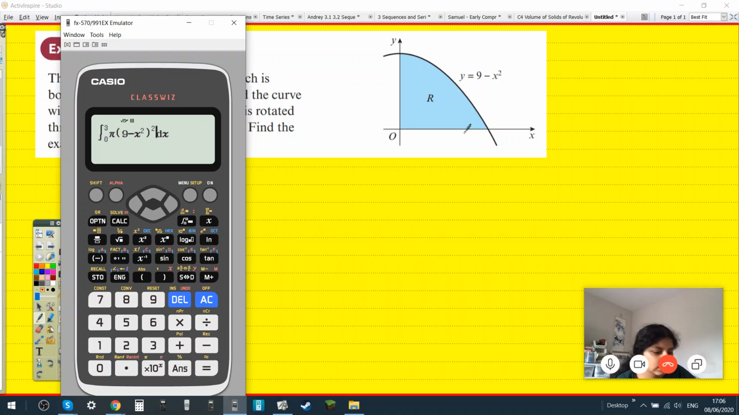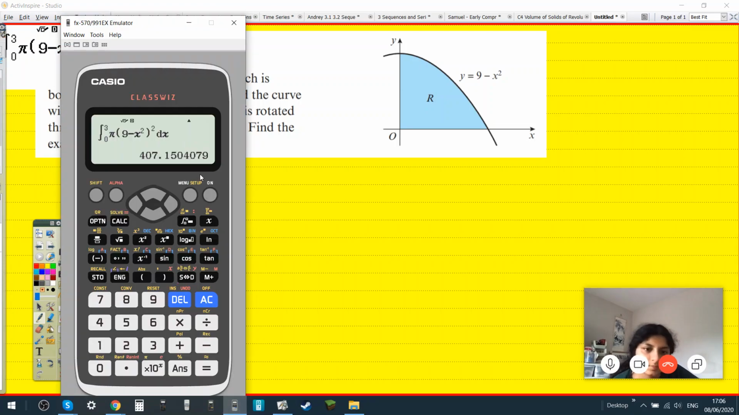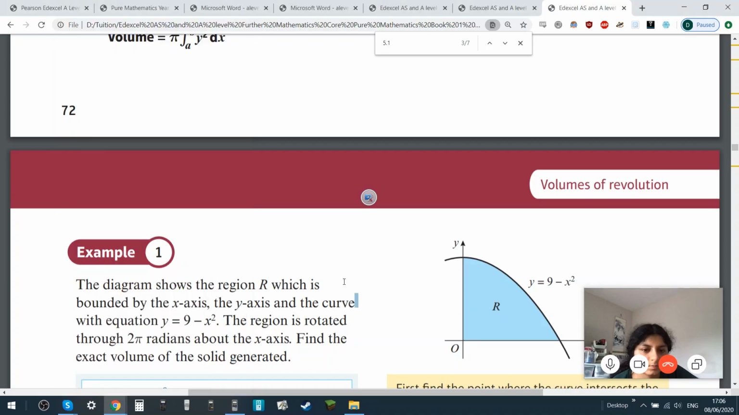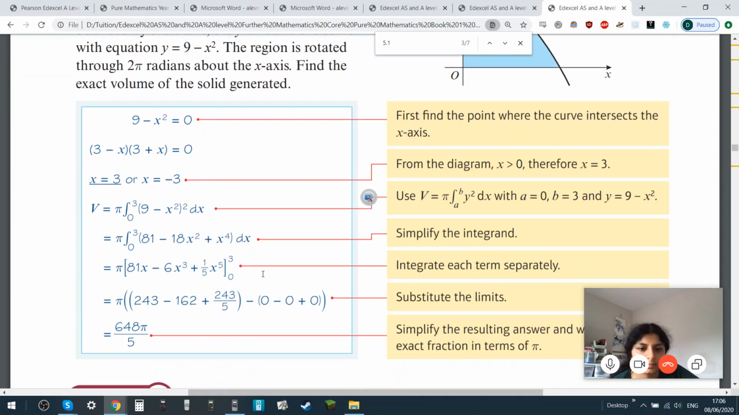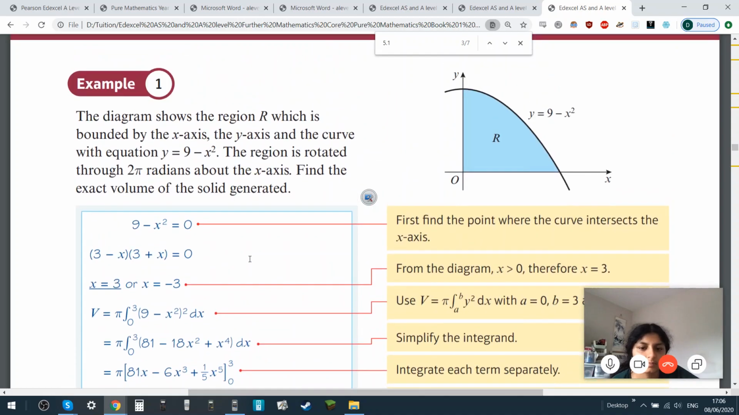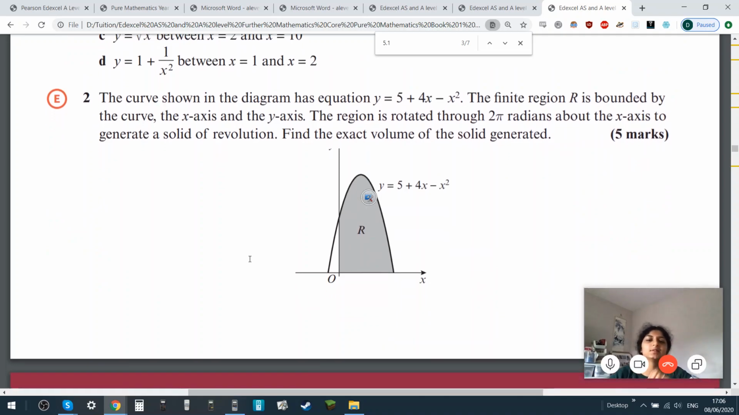I got 407.15. Okay, so that's what that looks like. Let us see, is that actually the exact volume? Exact volume is 408 pi over 5, and the approximate volume is to a decimal. Any questions there? No, it's not that difficult. I agree. It's really not.